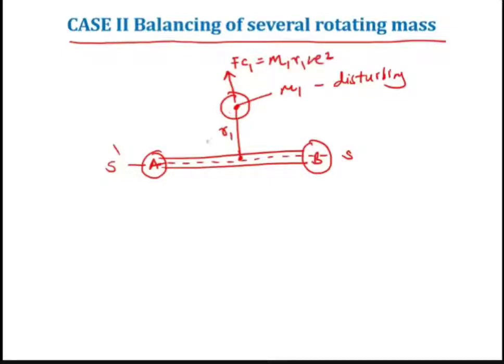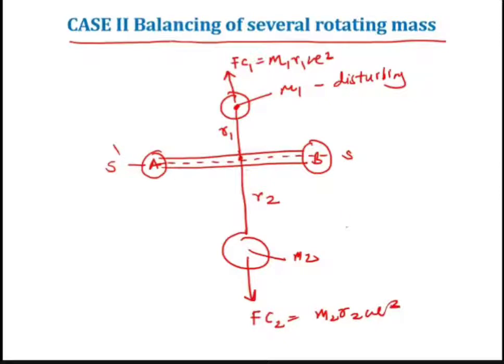So for balancing, what we did was add another mass in the same plane, called M2, at a distance R2. It generated a force called Fc2, which is equal to M2 R2 into omega square. So this is called balancing of a single rotating mass. In subcase number one and subcase number two, we added two different masses in two different planes, let us say M1 and M2. So this was case number one.